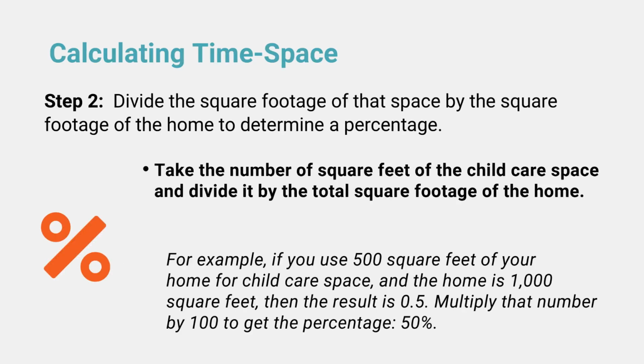Step 2. Divide the square footage of regularly used childcare space by the square footage of your home to determine a percentage. Take the number of square feet of the childcare space and divide it by the total square footage of your home. For example, if you regularly use 500 square feet of your home for childcare space, and the home is 1,000 square feet, then the result is 0.50. Multiply that number by 100 to get the percentage.